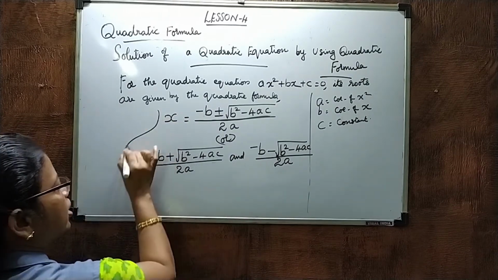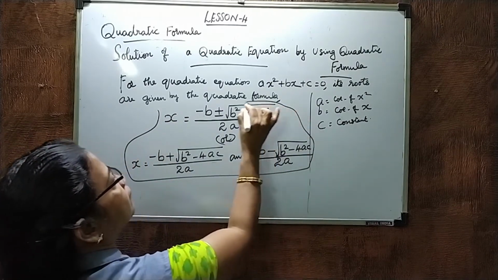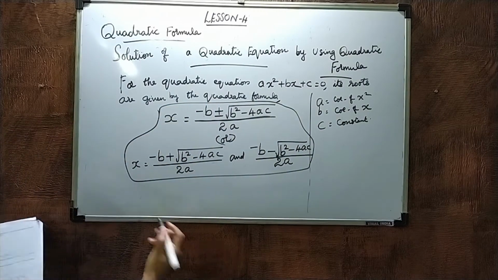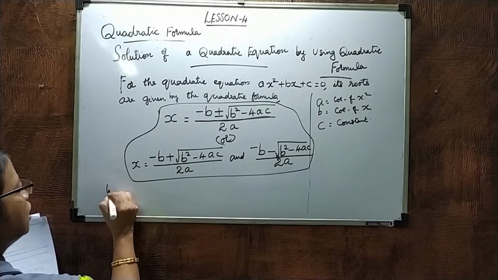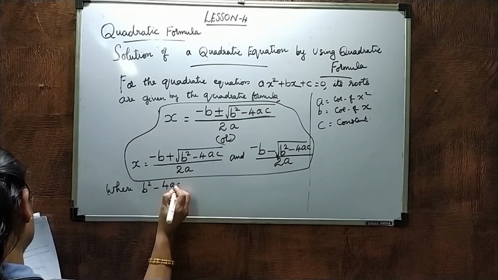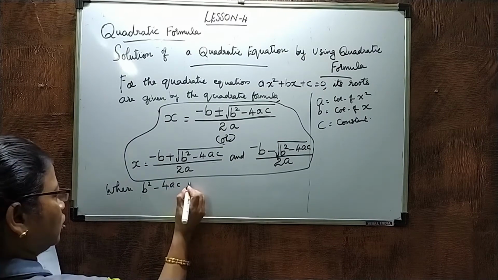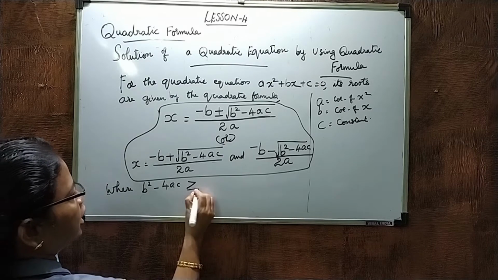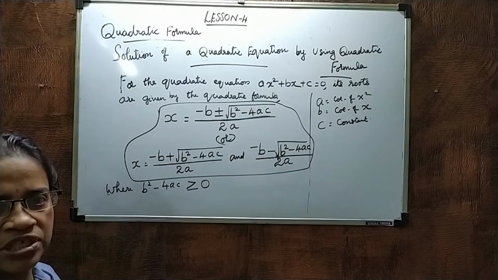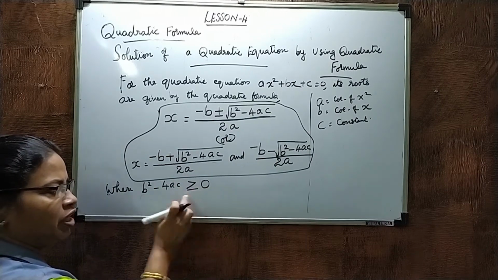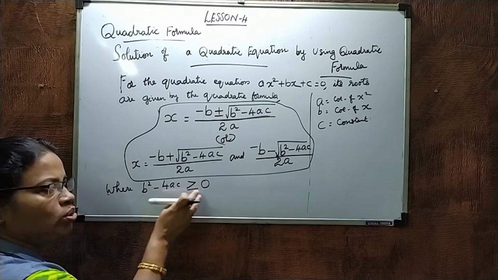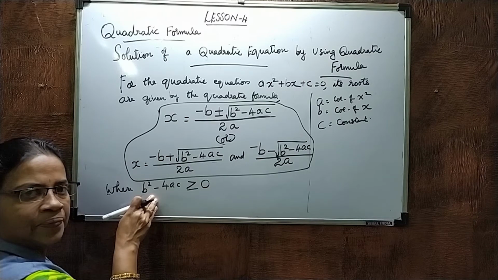So this is the quadratic formula. It's very important. Okay. Now the main thing is that b² − 4ac should be what? Greater than or equal to 0. Then only you will get two roots. Clear? And what is the meaning? b² − 4ac should be greater than or equal to 0.